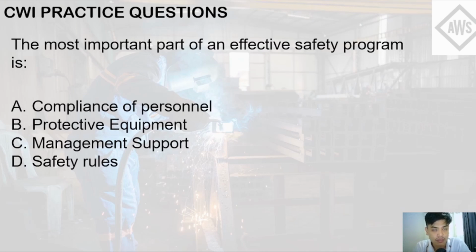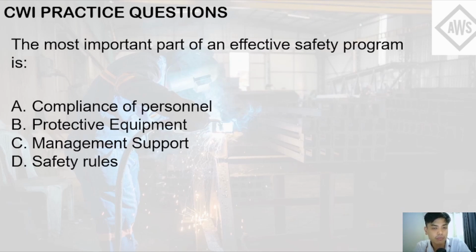It's not the most important part. Protective equipment is also important, but if you remember the hierarchy of a safety program, the first one is elimination of hazards, then substitution, engineering and administrative controls, and the last one is PPE, right? Because it is the last line of protection for the personnel against any hazards. So it is important, but it is in the last part of that hierarchy.